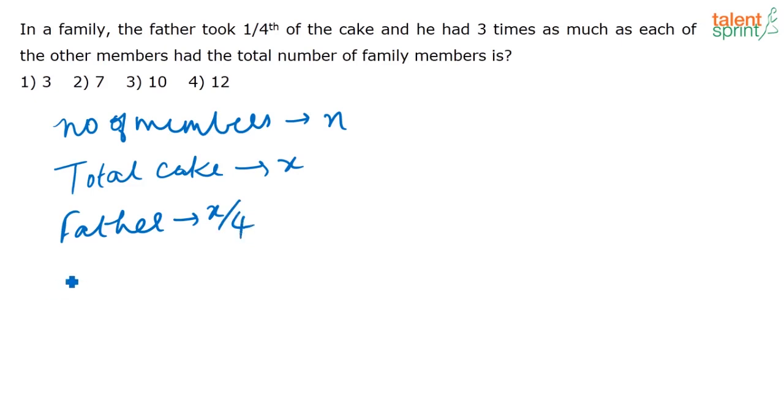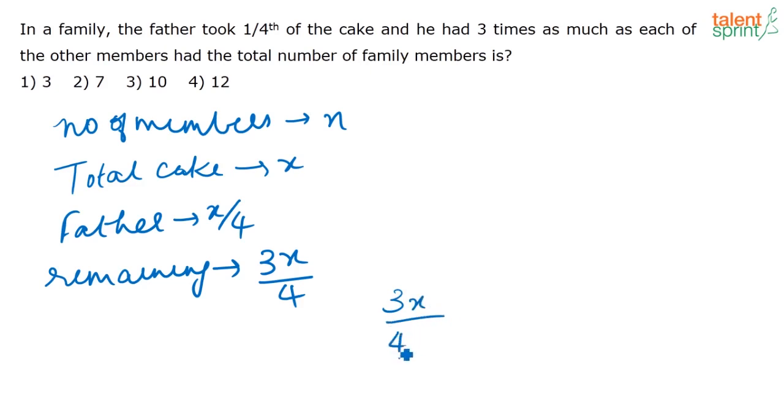Okay, the remaining cake is eaten by the other members of the group. So the remaining cake is 3x by 4, correct? That is eaten by the remaining n minus 1 people. So if there are n people, father is taking x by 4th of the cake and the remaining 3x by 4th is eaten by the n minus 1 people. So how much does each person eat? Each person eats 3x by 4 into n minus 1. So this is what every other member in the family eats.